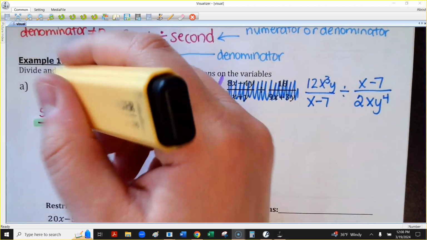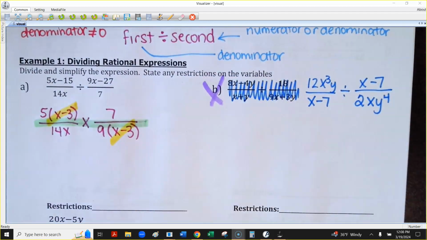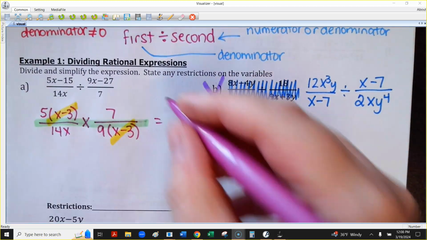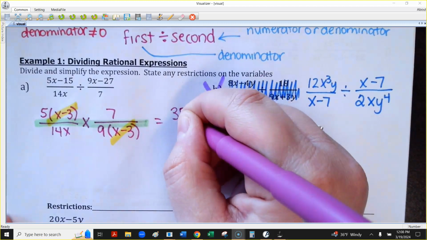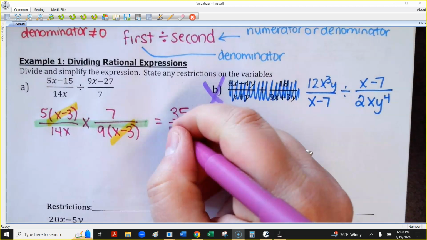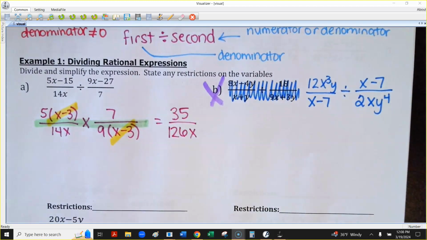So with this, you have x minus 3, and then we just have to work with what we have left over. So the top is just 5 and 7. This is being multiplied, so I'm going to multiply 5 and 7. You got 35. The bottom, hang on, let me grab my calculator. I'm going to do 14 times 9, which is 126. And then you just have the x with the 14, so you can just write it right next to the 126.